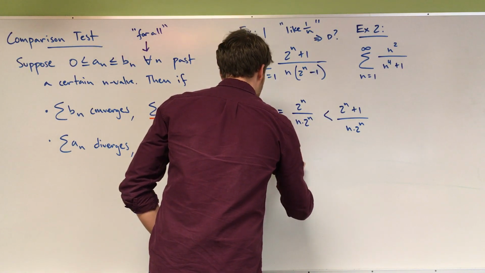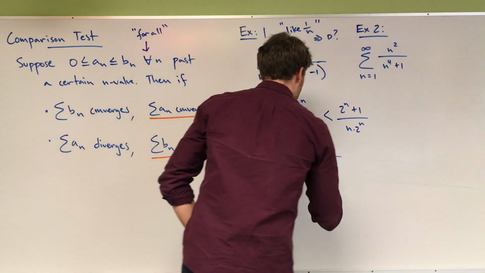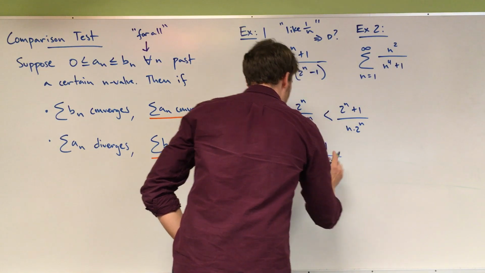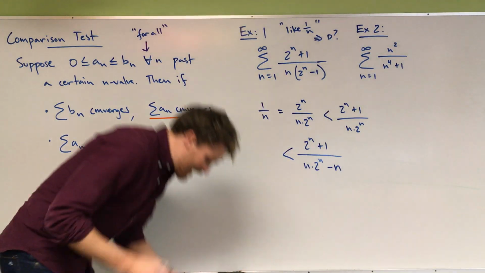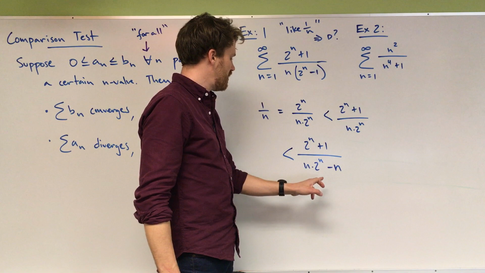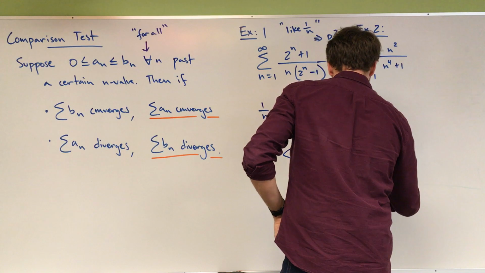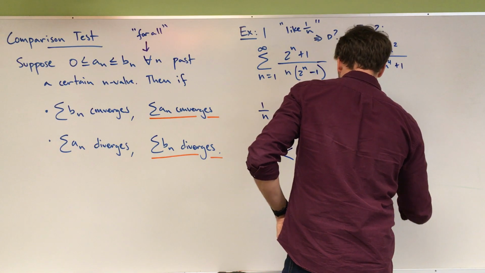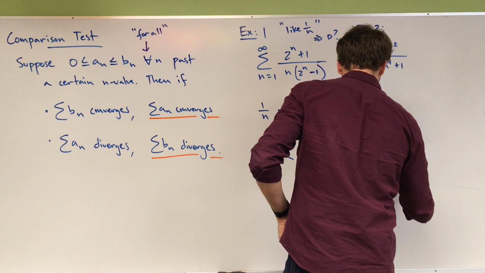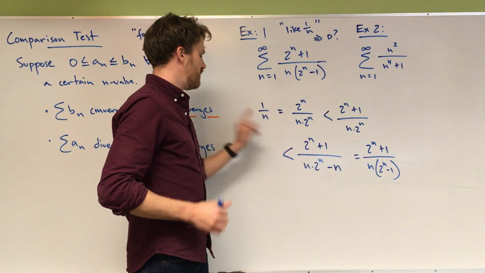This is less than 2 to the n plus 1 all over n times 2 to the n minus n, right? If I subtract n from the denominator, this thing gets way bigger, and that is actually equal to the original sequence I had. So this is where series can get a little bit complicated because I'm using a lot of experience to carefully show you that this is bigger than this.